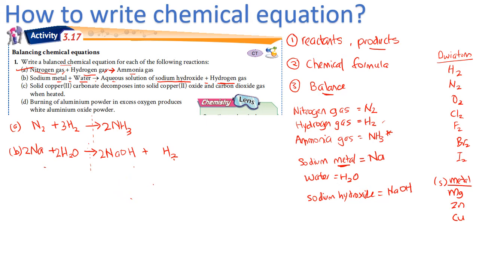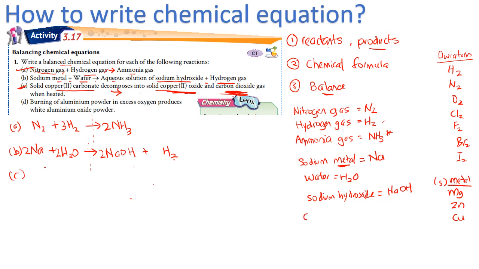Now we look at C. Solid copper 2 carbonate decomposes into solid copper 2 oxide and carbon dioxide gas when heated. So what is your reactant here? Our reactant is copper 2 carbonate. Then it said decompose, to form solid copper 2 oxide and carbon dioxide. These two are your products.